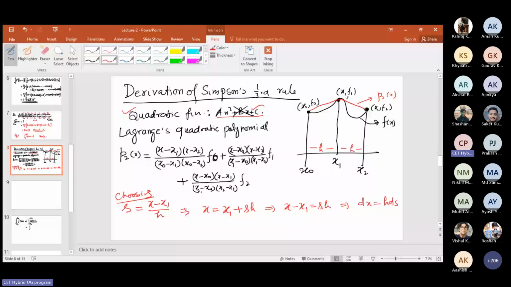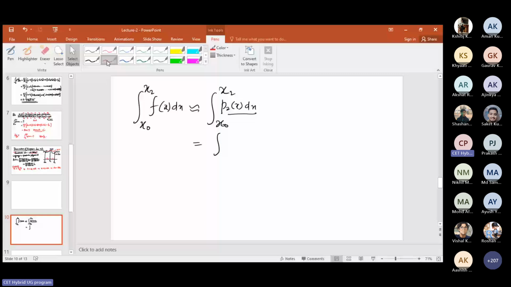What do I want to integrate? I want to integrate this p2. So now I will replace this p2(x) with a new form, some new p2(s), and this dx I will replace by h ds. The limits will change accordingly. So we have to see what the limits will be. That can be seen very easily from here.